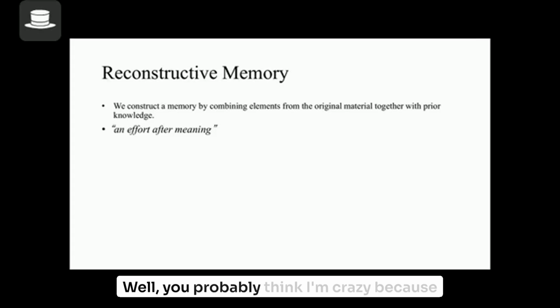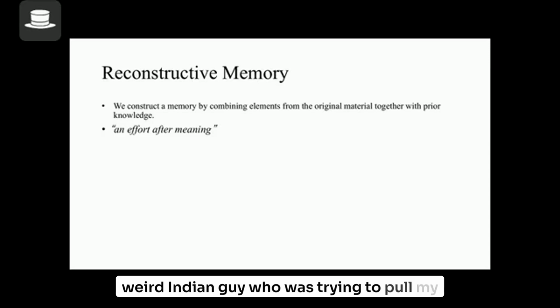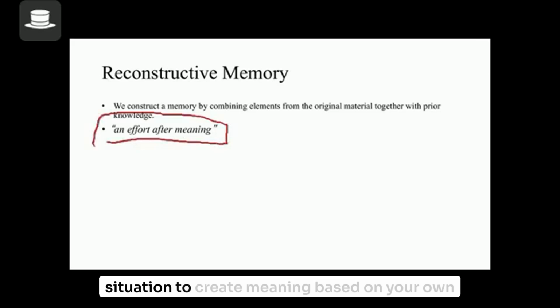Well, you probably think I'm crazy because you don't have the schema that I have. So you'll develop your own understanding. Maybe in 10 years from now, after your wedding, when somebody asks about your wedding and about me, you probably say, there was this weird Indian guy. He was trying to pull my grandmother's leg, and luckily we were there. Whatever it is, you try to make sense of the situation to create a meaning based on your own schema.